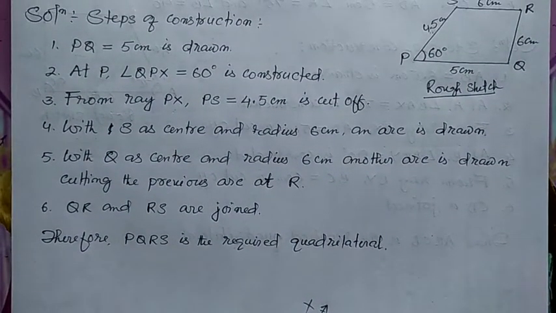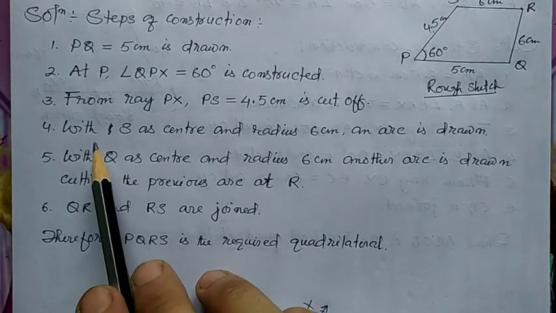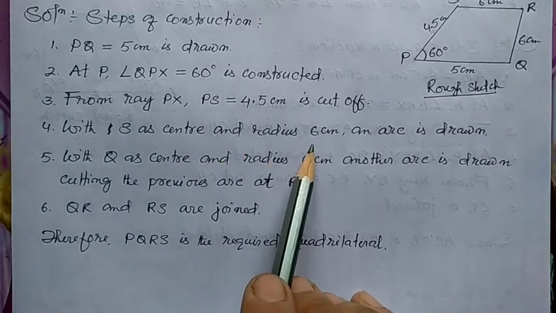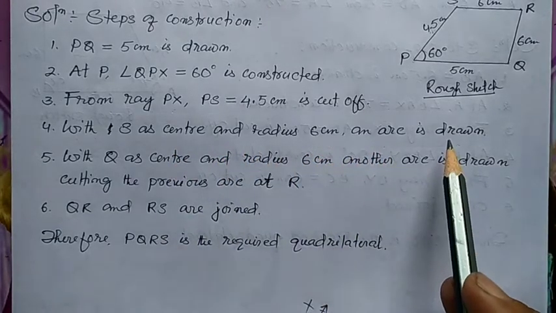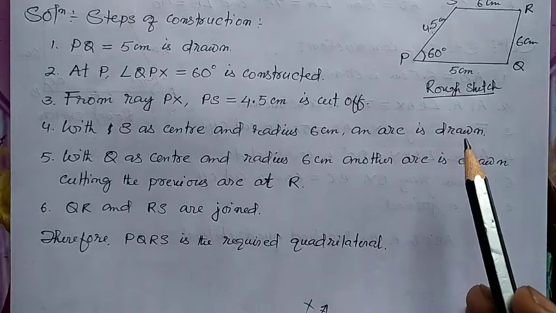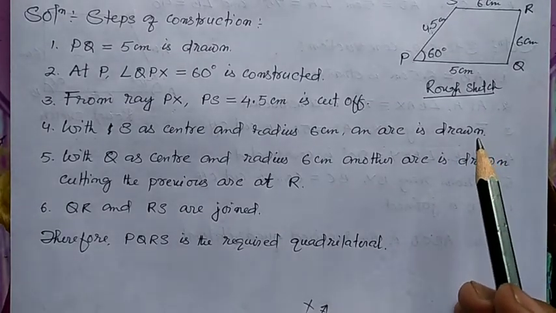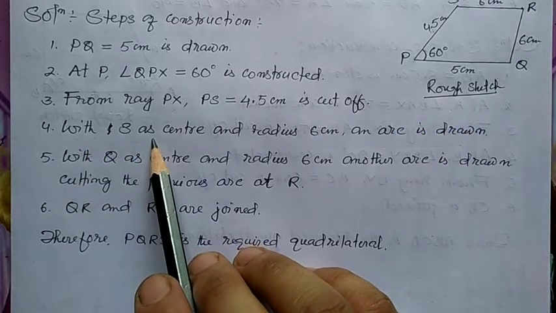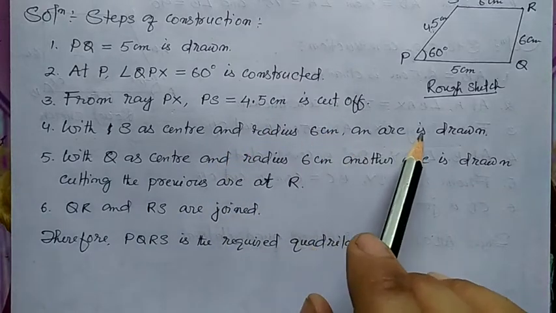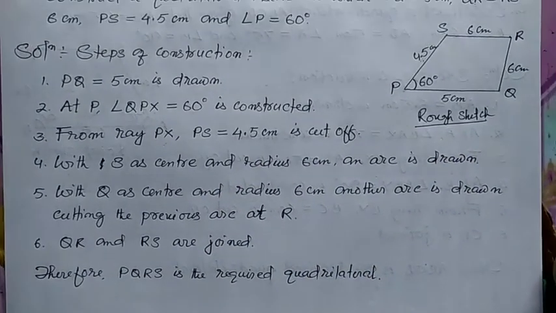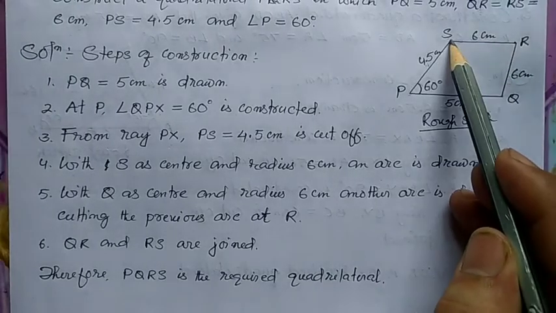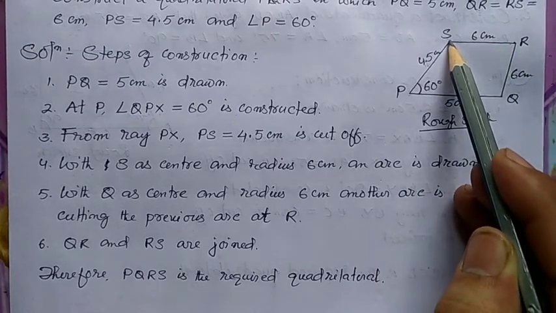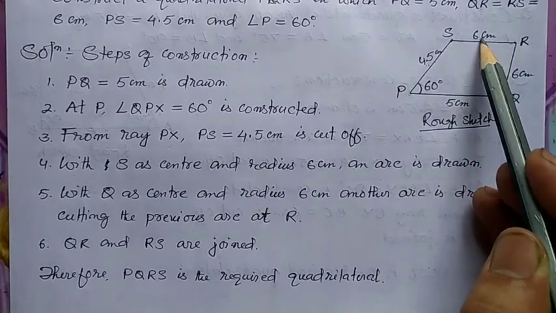we have step number 4. With S as center and radius 6 centimeter, an arc is drawn. Now looking at the rough sketch, I think you understand for which line, which size we are going to draw now. With S as center and radius 6 centimeter, an arc is drawn. If you take S as center, look at the rough sketch, with radius 6 centimeter we are going to draw for SR. SR length is 6 centimeter.